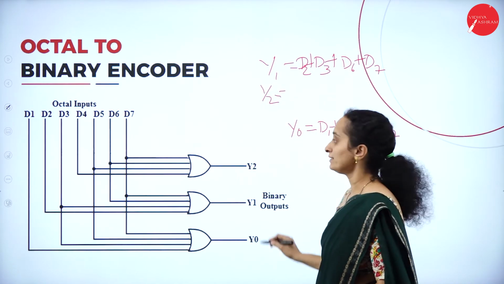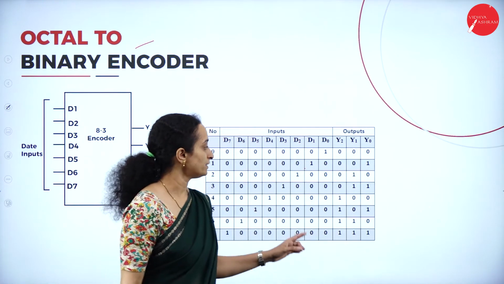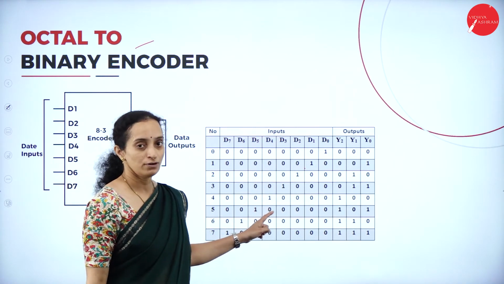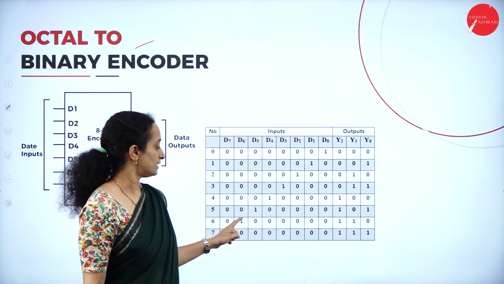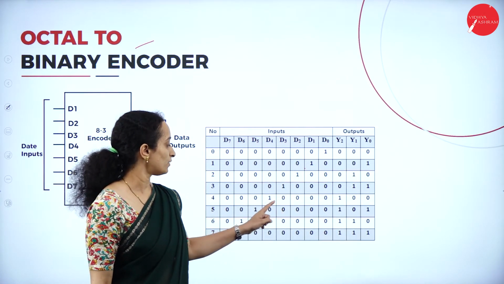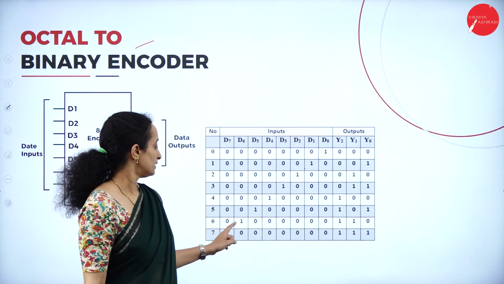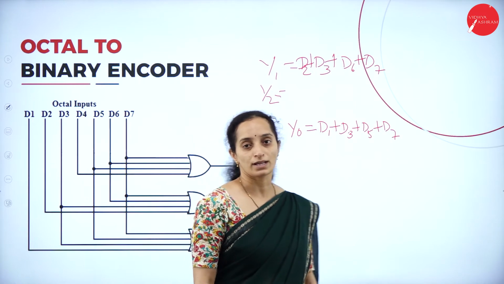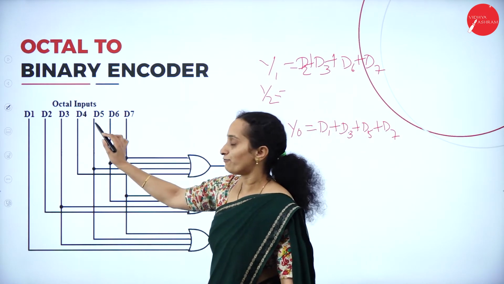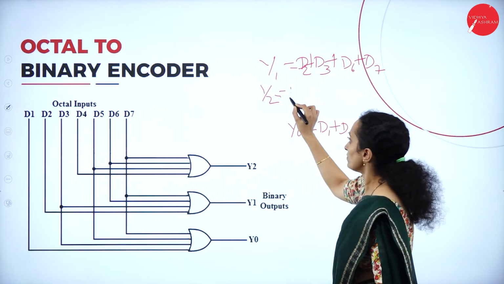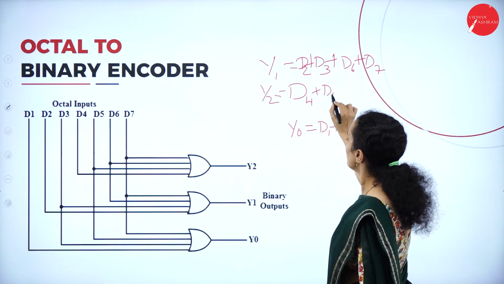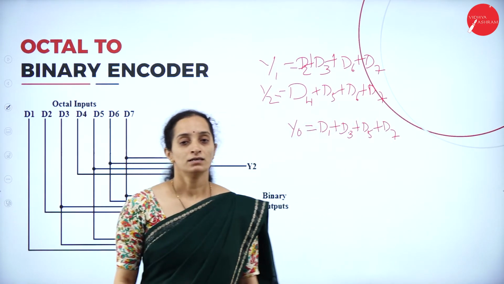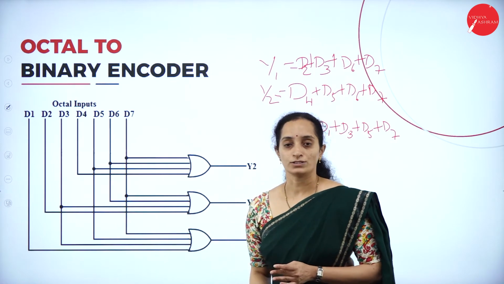Y2 is enabled when you have D4, D5, D6, D7, starting from D4 to D7. So 4 inputs will be taken. When you check in the circuit diagram, Y2 is D4 plus D5 plus D6 plus D7. So it will enable the Y0, Y1, and Y2 outputs.